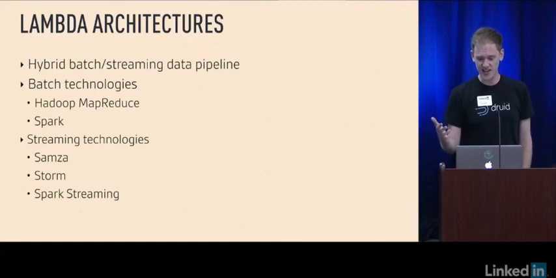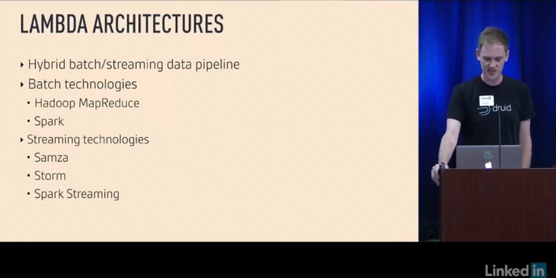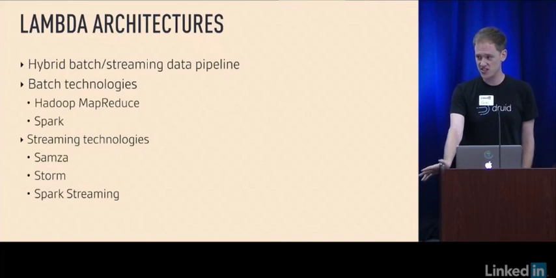The way that we deal with that, and a really common way of dealing with that, is a Lambda architecture. So I'm just going to talk about that for a second. That's a hybrid batch streaming data pipeline. Common batch technologies are Hadoop and Spark. Common streaming technologies are Samza, Storm, also Spark. Apparently Spark does everything.